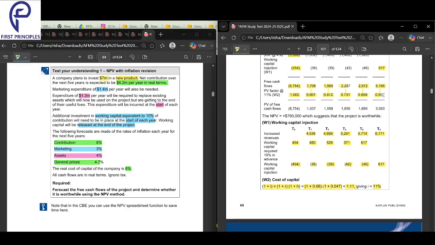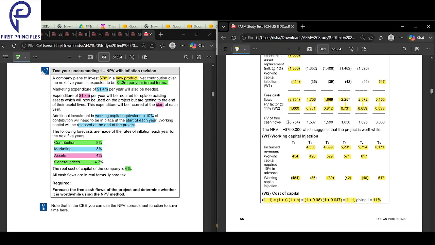Use the discount rate at 11%. So this is why: because you have inflated cash flow, you have to use the inflated discount rate, and this is how you get the inflated discount rate. Once you got that, then you have the present value of all the cash flows. When you take the NPV, you add all the inflow, subtract from the outflow, you got 790,000. That's it, done, finished.